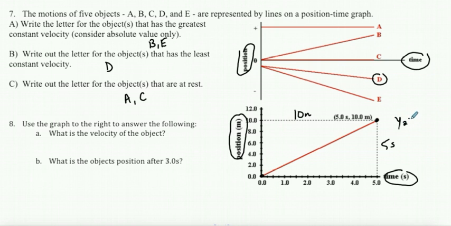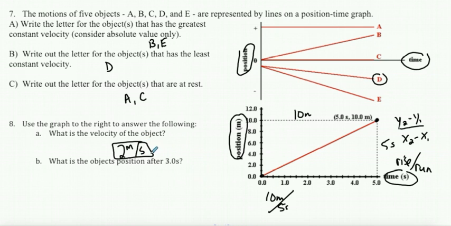So that's y2 minus y1 over x2 minus x1. But I think it's a lot easier for this scenario just to count up and over, because it's also rise over run. Right? Slope is rise over run. So this person went 10 meters, so that would be the rise, in 5 seconds. So that's the run. So if we do 10 divided by 5, then the velocity is going to be 2 meters per second.